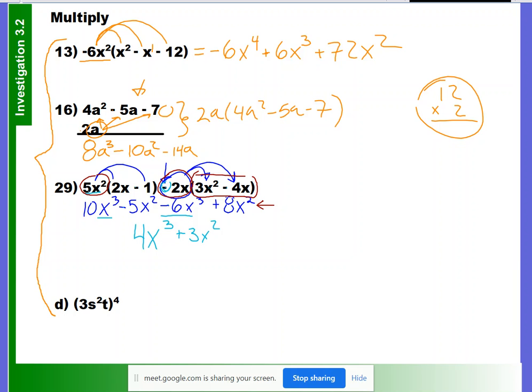Finally, for the last one, I'd like to get to today's investigation, so I'm just going to do this one really quickly. 3 to the 4th power is 3 times 3 times 3 times 3, which is 81. S squared to the 4th: well, this is when we multiply. When we have powers of monomials, that's when we need to multiply the exponents. So that's why we have s to the 8th. T to the 1st to the 4th power is t to the 4th power. And so there we have it. Are there questions on this warm-up?